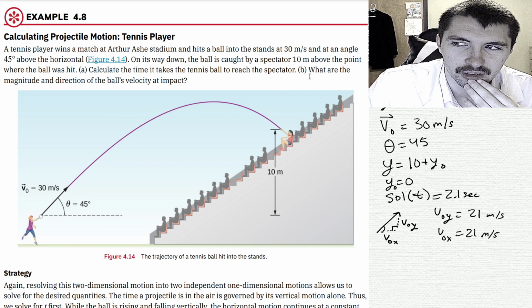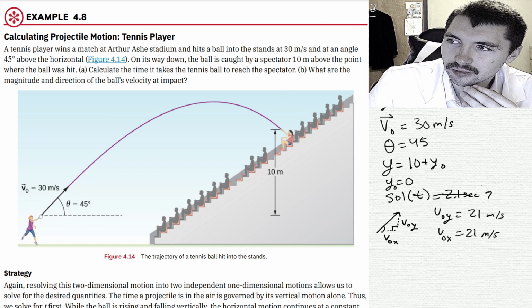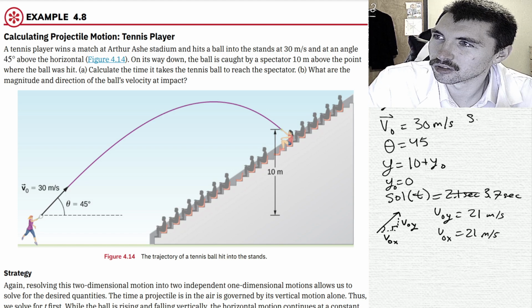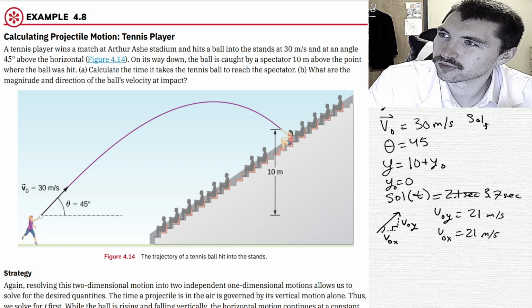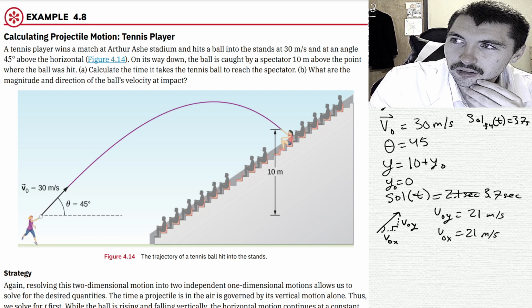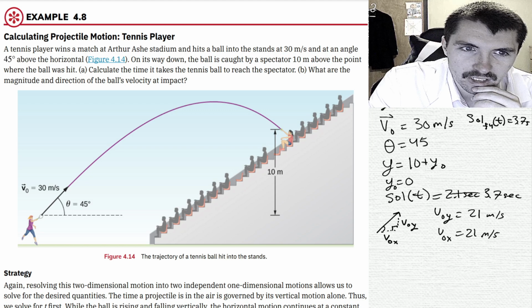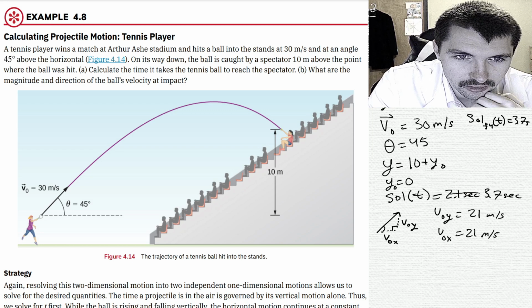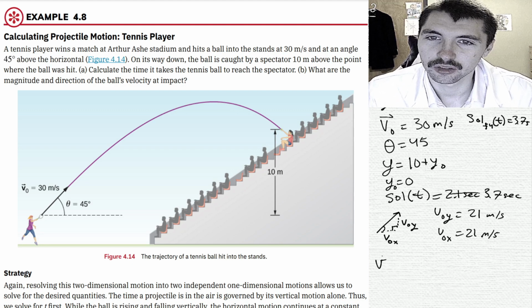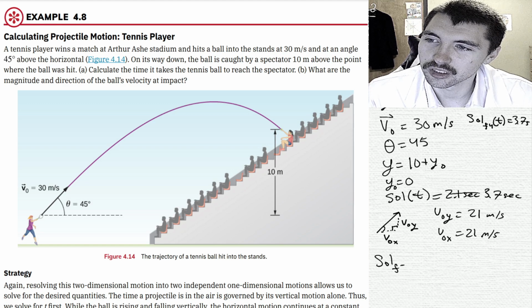Okay, so now we want to solve. Maybe we should do solve with f4. Solving for t using function 4 gave us 3.7 seconds. Okay, now we want to know the magnitude and direction of the ball's velocity. Okay, so they probably want this, probably using equation 5. So we're solving with equation 5.